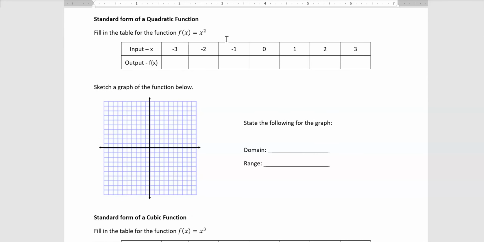All right, let's look at the standard form of a quadratic function. We should be very familiar with this one. This is going to make that parabola shape. The negative 3 squared is 9, negative 2 squared is 4, negative 1 is 1, 0 is of course 0, 1 is 1, 2 is 4, 3 is 9.